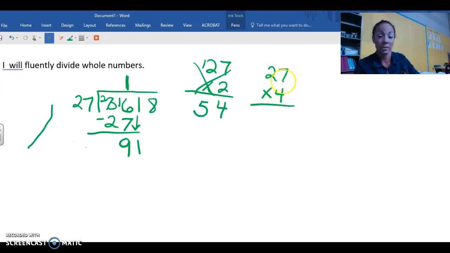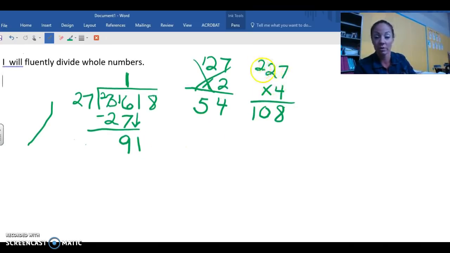What about 27 times 4? 4 times 7 is 28. Carry the 2. 2 times 4 is 8, and then add 2 more to it, and you wind up with 108. And that's too big. We only have 91 over there. So let's cross off that one.